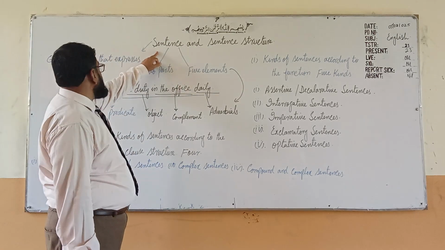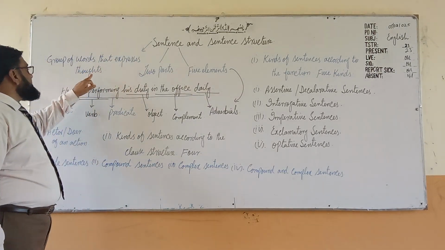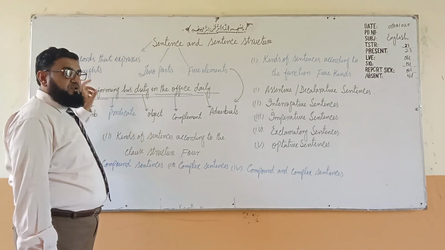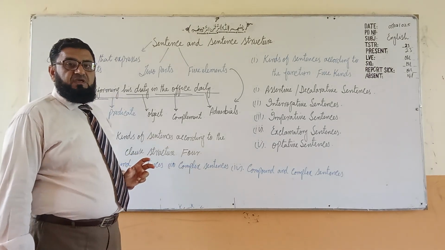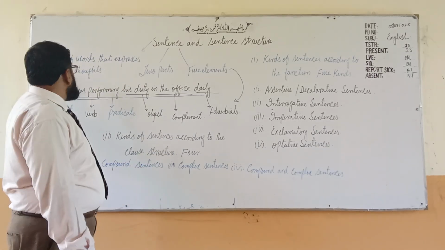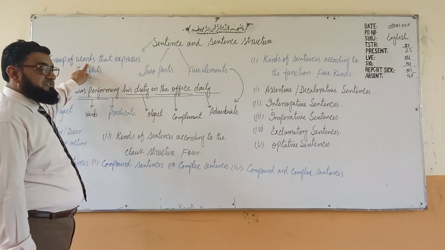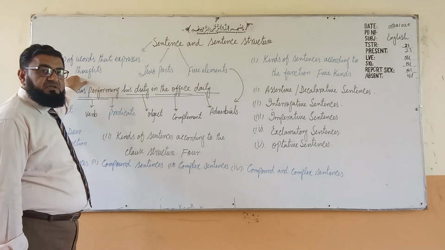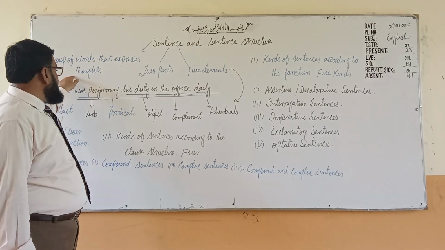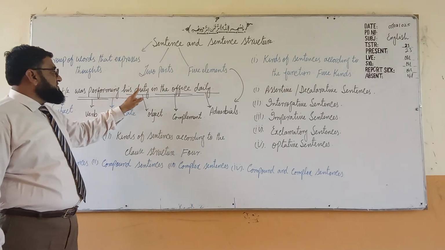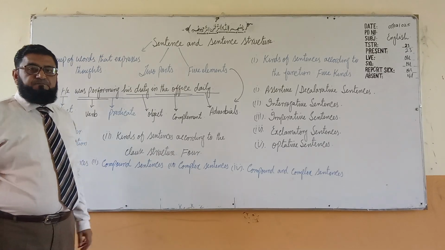So what is a sentence? A group of words that expresses thoughts. A sentence is a group of words in which there is a proper expression of thoughts. So thoughts will be there. For example, we have a sentence: He was performing his duty in the office daily.